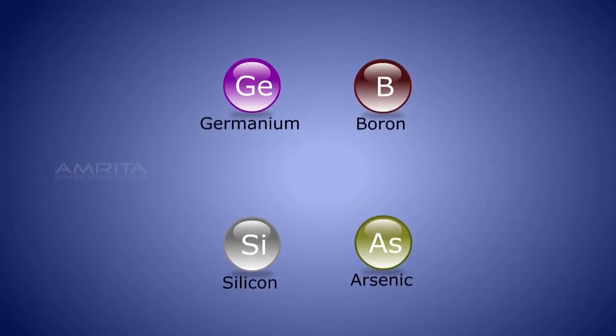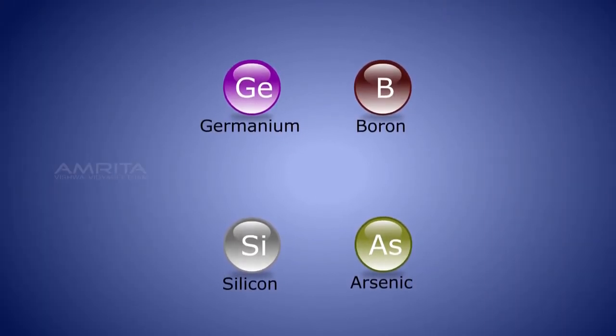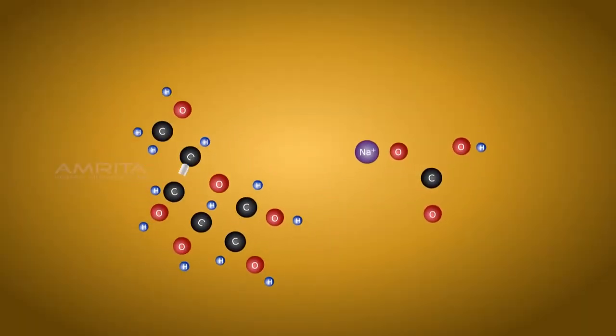There are some elements which behave like metals and non-metals, which are called metalloids. Compounds. A compound is a pure chemical substance composed of two or more chemical elements, such as sugar and baking soda.